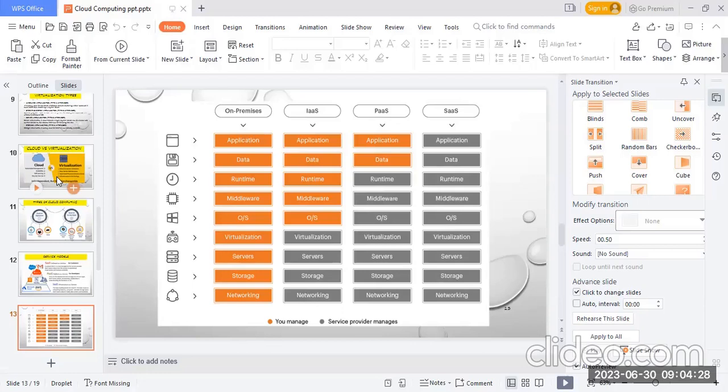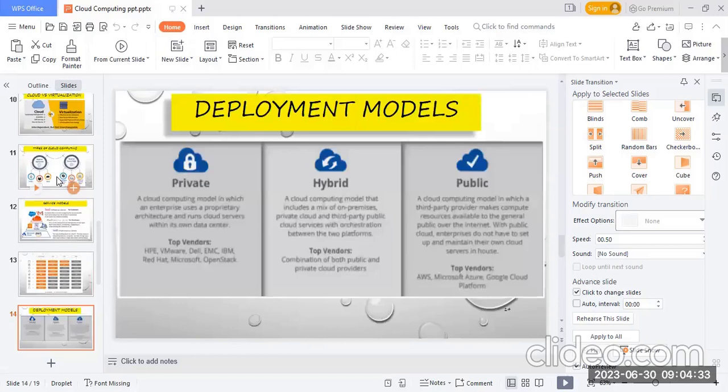In software as a service, all things are managed by the cloud provider. So these are the different deployment models: basically private, hybrid and public. Top vendors in private cloud computing are HPE, VMware, Dell EMC, IBM, Red Hat, Microsoft, OpenStack. In hybrid, some top vendors are there, which is basically a combination of both public and private cloud providers. In public, Amazon Web Services, Microsoft Azure and Google Cloud Platform are examples of public cloud providers.